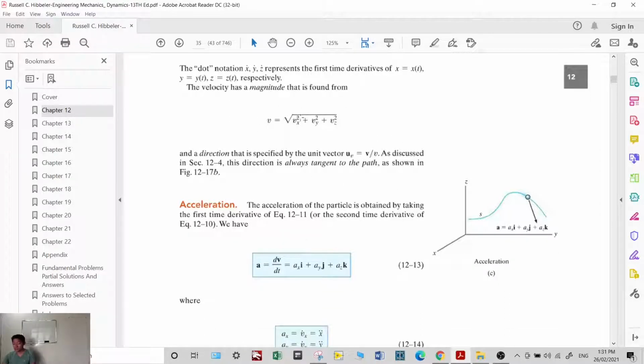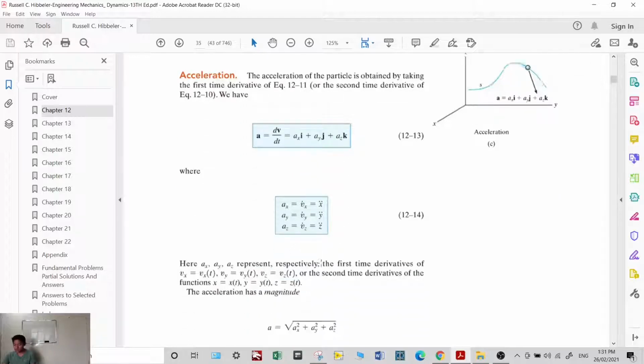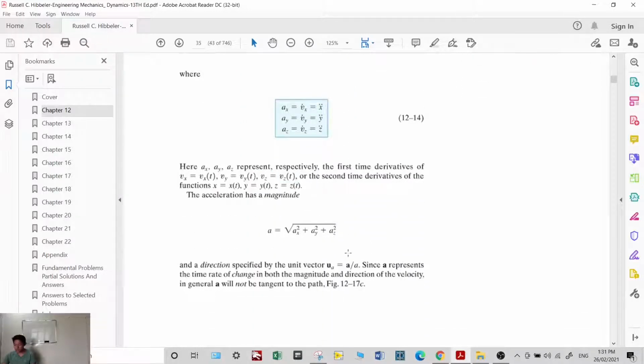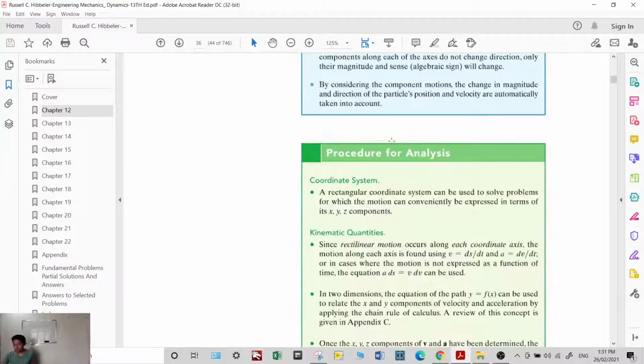Acceleration, for the acceleration, you differentiate the equation of the velocity. You will get this one. Okay? And the magnitude and direction. So let's have an example.